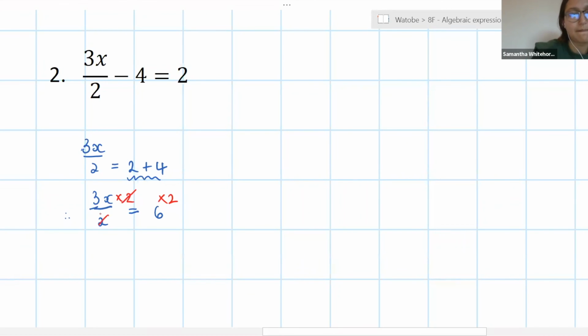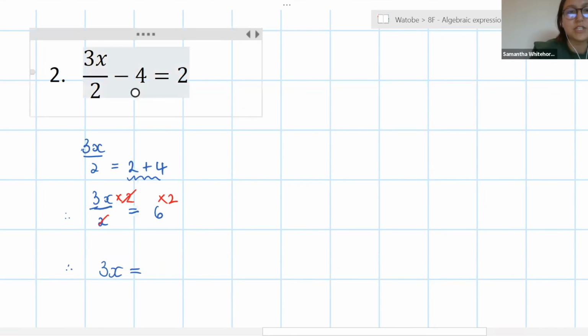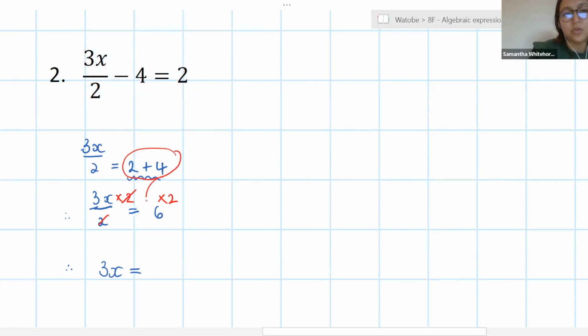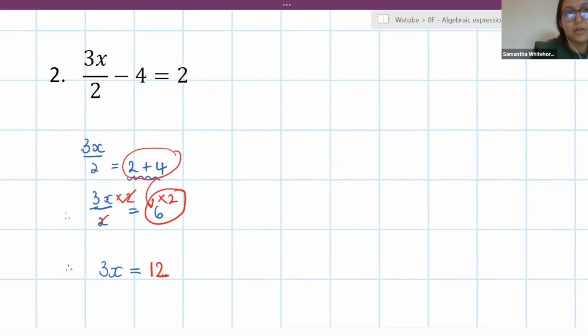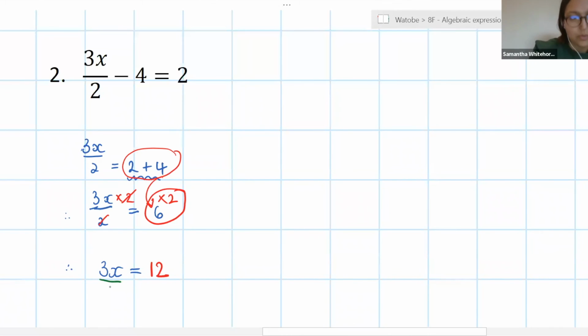Then the 2 cancels the denominator. So then 3x is equal to 6, and then I divided both sides by 3. Okay, cool. So I'm in complete agreement with you. Just be careful that from adding 2 plus 4, you do get 6. And so when you times that by 2, you're actually saying 6 times 2. So 3x is equal to 12. Okay. And then we definitely divide both sides by 3, as you said.